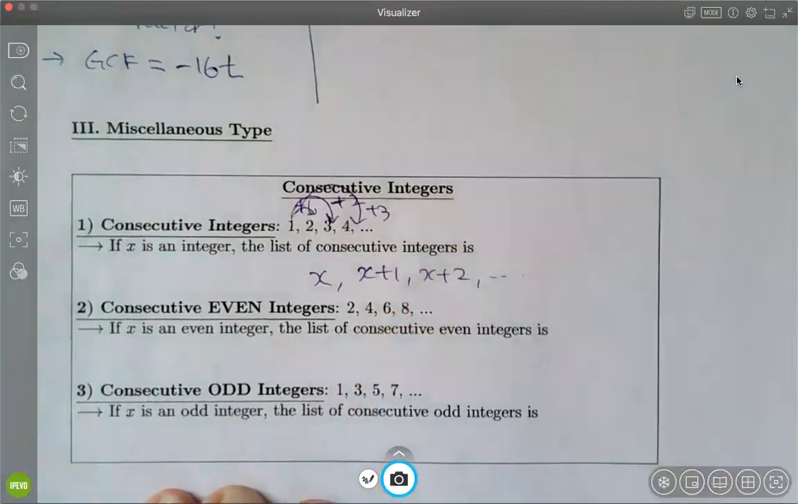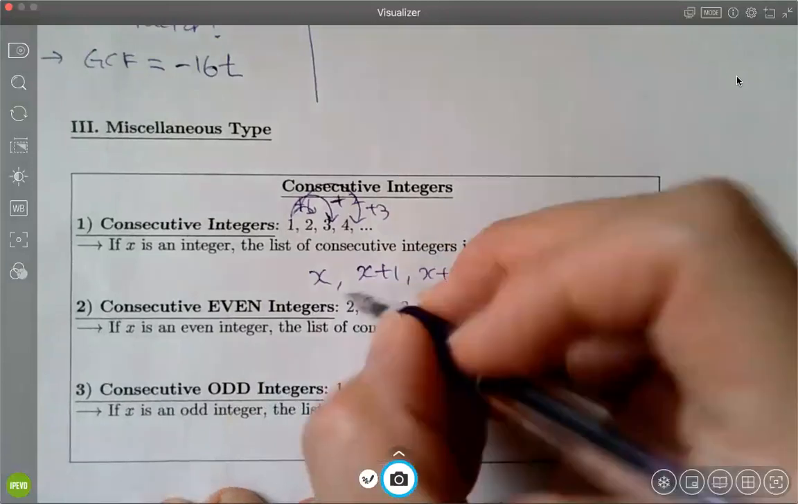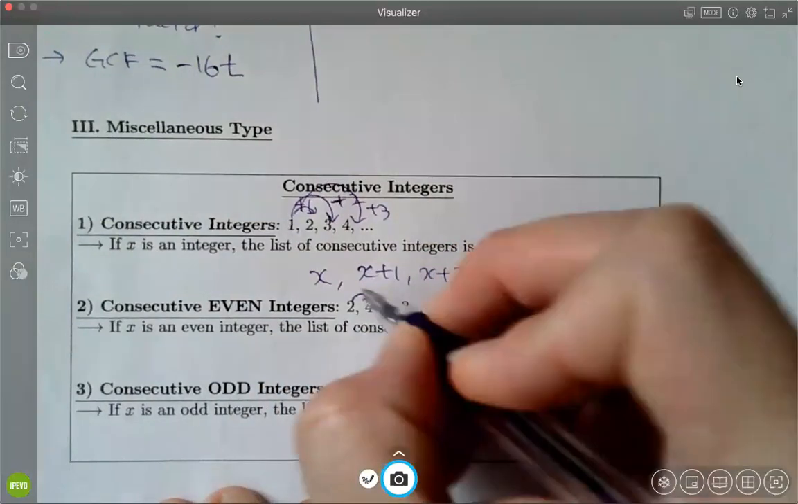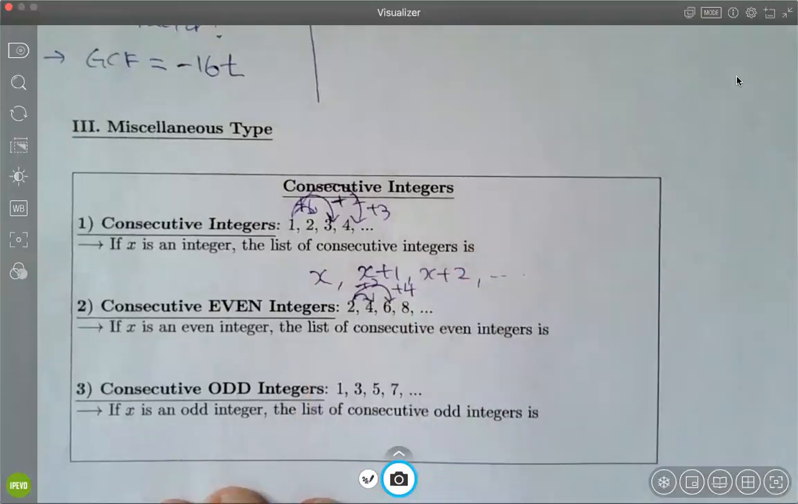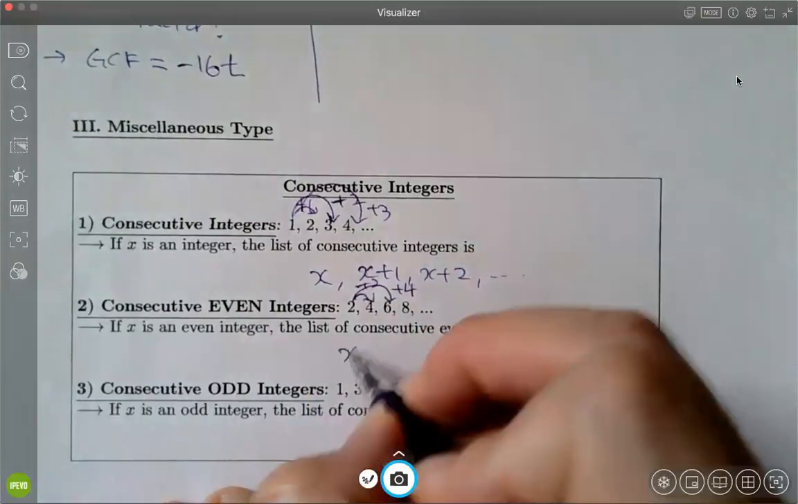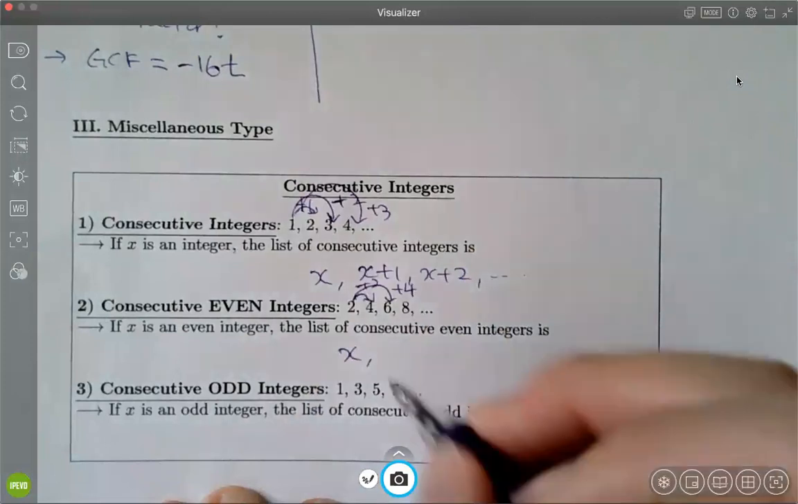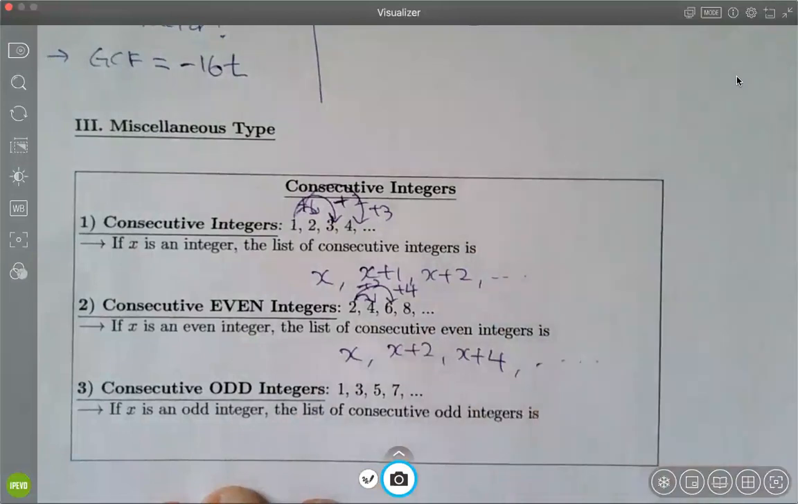Now, let's restrict to the even number case. How do you get 4 from 2? Add 2. 6 from 2, add 4, and so on, add 6. So if x is an even number, what is the next even number after x? x plus 2. And then x plus 4, and so on, right?